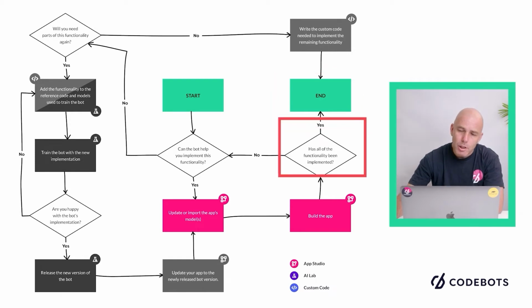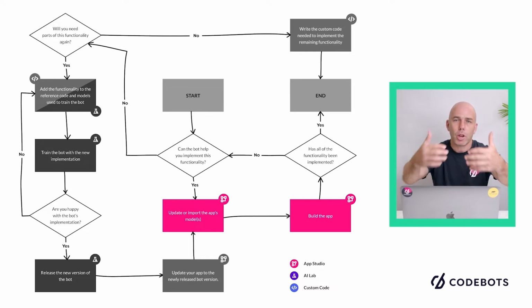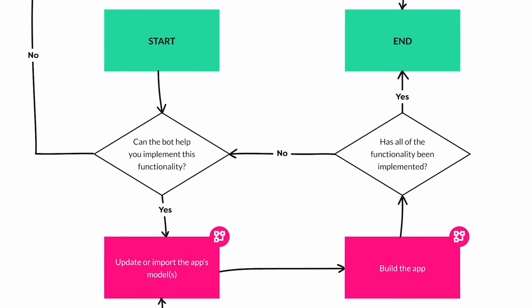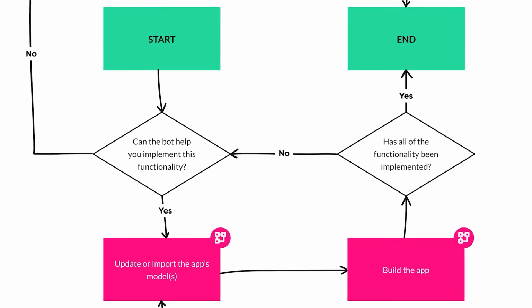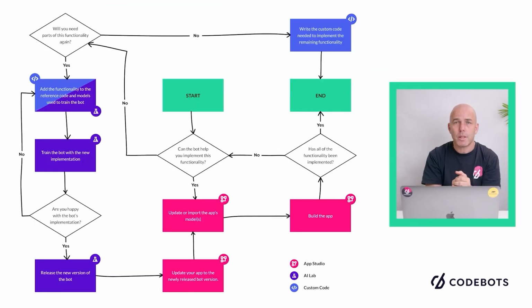If it hasn't done all the functionality, we come back here and we can go round and round this loop as many times as we need to. So the bot can rewrite the code as many times as long as you keep updating the models. Right, now this loop here of App Studio is sort of what traditional low code does. So you're in the actual studio itself and you're updating and creating the apps you're after.